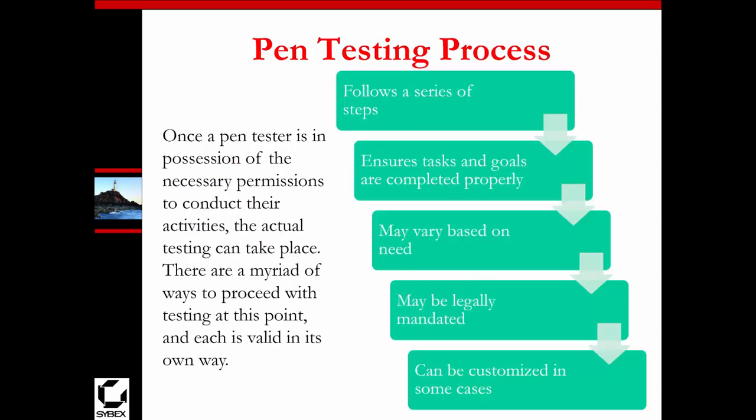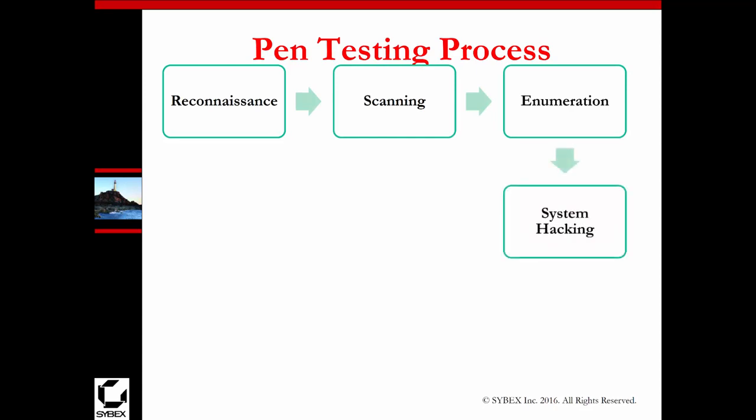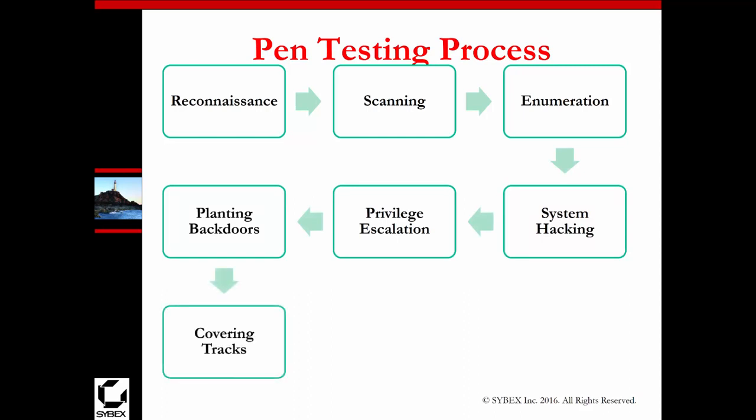Let's talk about the actual process. What does it mean to do a pen test? So normally it follows a series of steps. It ensures tasks and goals. They normally are very based off of need. They may be legally mandated and they can be customized. Normally, the general flow is reconnaissance, scanning, enumeration, system hacking, privilege escalation, planting backdoors, and then covering tracks. And we're going to get in depth with each of these major areas.